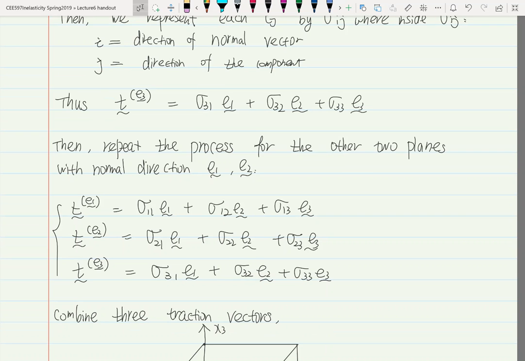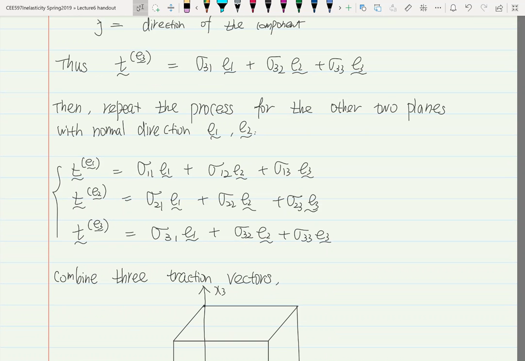Then if you repeat the process for the other two planes with the normal direction E2 and E1, finally you have three different traction vectors acting on three different directions or three different surfaces. And if you write them together, it can be represented as follows, the three of them together.